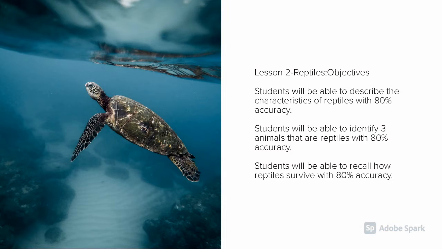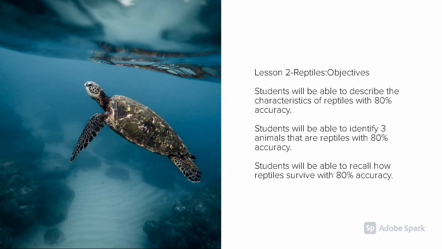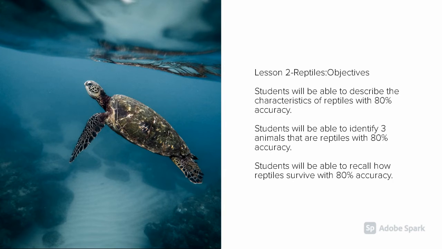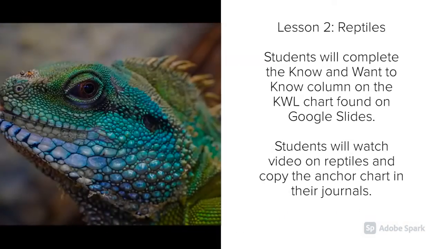The second lesson, Reptiles, will also require 3 days, and each class session will be an hour long. The objectives are the following. Students will be able to describe the characteristics of reptiles with 80% accuracy. Students will be able to identify 3 animals that are reptiles with 80% accuracy. Students will be able to recall how reptiles survive with 80% accuracy.